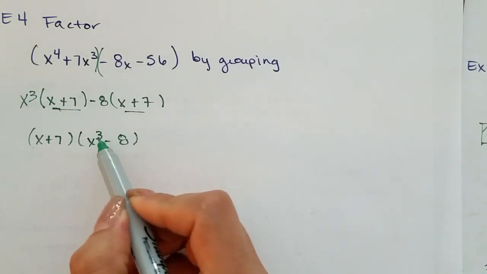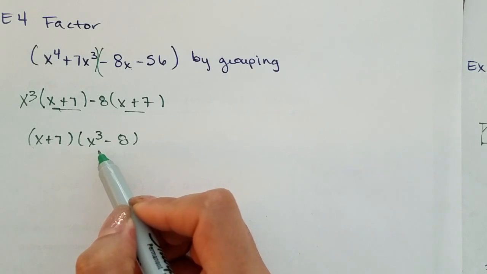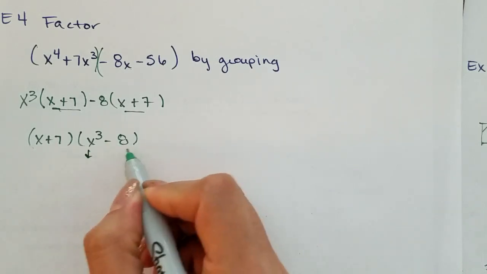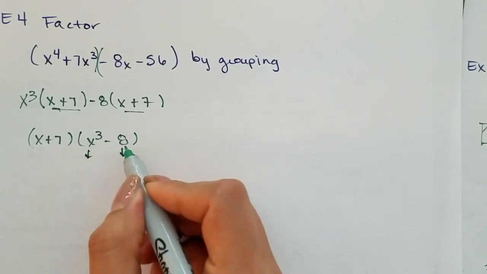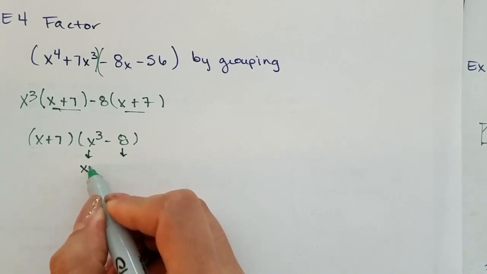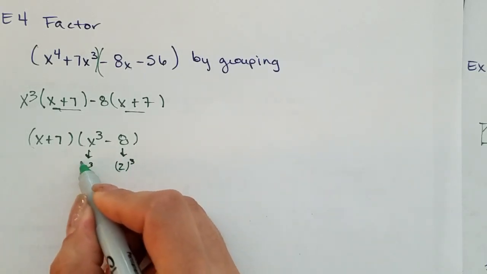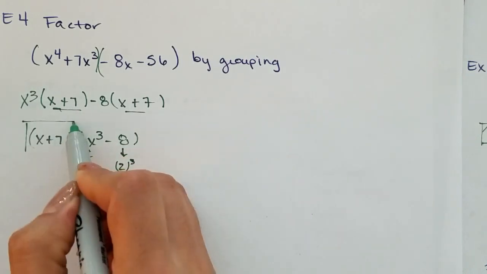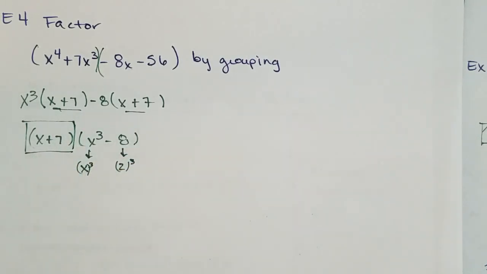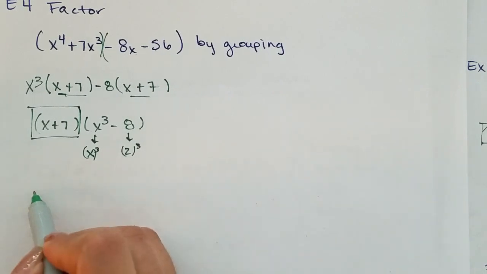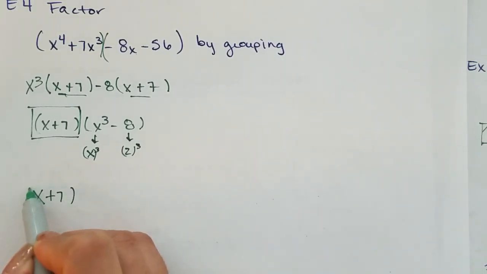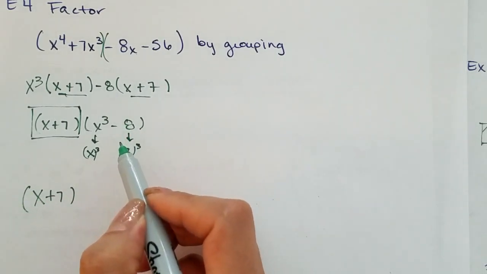This cube should be your red flag. You know right away, okay, is this a sum or difference of cubes, which it is. A is x, b is 2 cubed, okay? So then don't forget about this one, okay? You need to continue to bring it down. So we have x plus 7. This is going to be the difference of cubes.